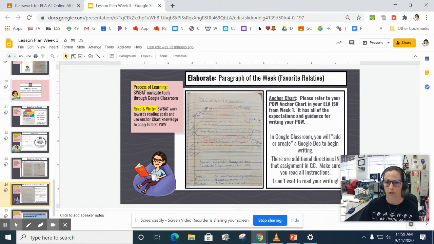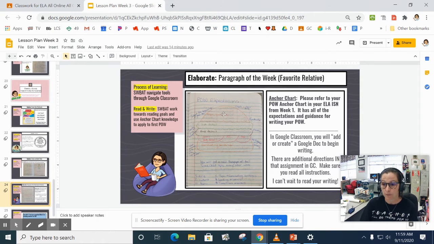Slide 24, I'm reviewing paragraph of the week expectations. This should be in your notebook on page 1. We talked already in the weeks before about what should be included in a paragraph, and now this week you actually get to apply it. So this is your first paragraph of the week, and we're going to be talking about favorite relatives. I need you to pick one family member who you can write 5 sentences about, preferably somebody that is on the positive side, hence the favorite relative.